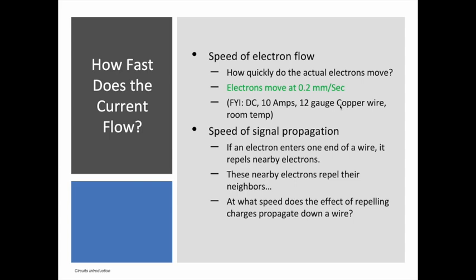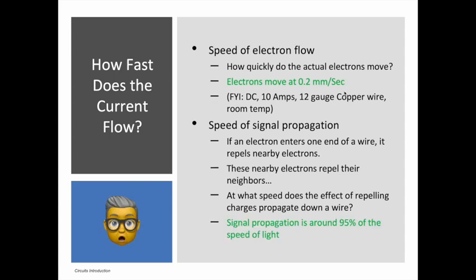Now the electron flow for standard conditions, DC, 10 amps, 12 gauge copper wire, that's like wire you'd have in your home for outlets, room temperature, that kind of thing. Electrons move at about 1/5 of a millimeter per second. That's pretty darn lazy. That's not very fast at all. Signal propagation is about 95% of the speed of light.